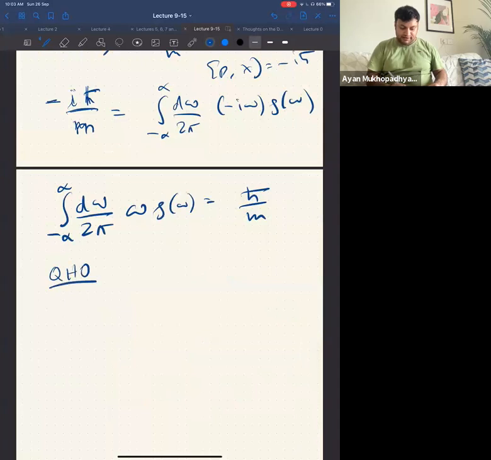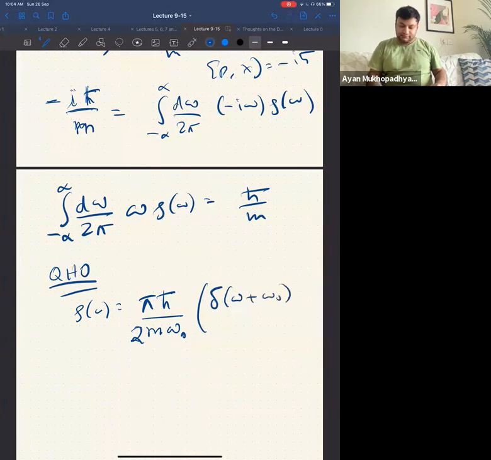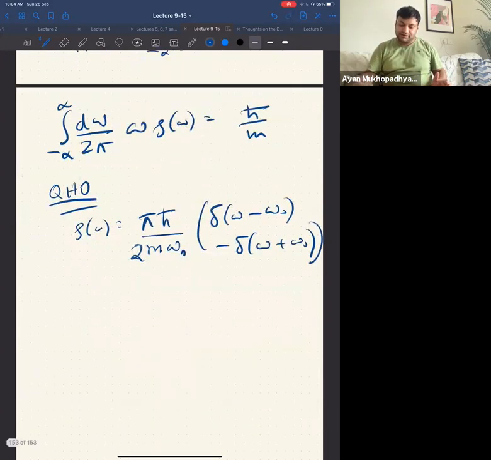So for the quantum harmonic oscillator, for the free theory, you get that rho omega, correct me if I'm wrong, is pi h bar by m, which we can easily understand because of the sum rule, by 2 omega naught, and then we have delta of omega plus omega naught. I'm sorry, this should be delta of omega minus omega naught, I think, minus delta of omega plus omega naught. So all these other factors will cancel out. You get this rather simple relation: pi h bar by 2 m omega naught, times delta omega minus omega naught, minus delta omega plus omega naught.